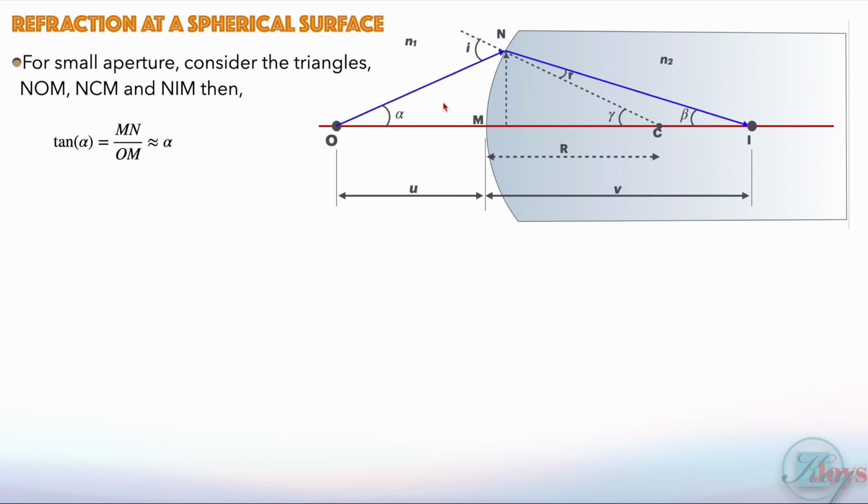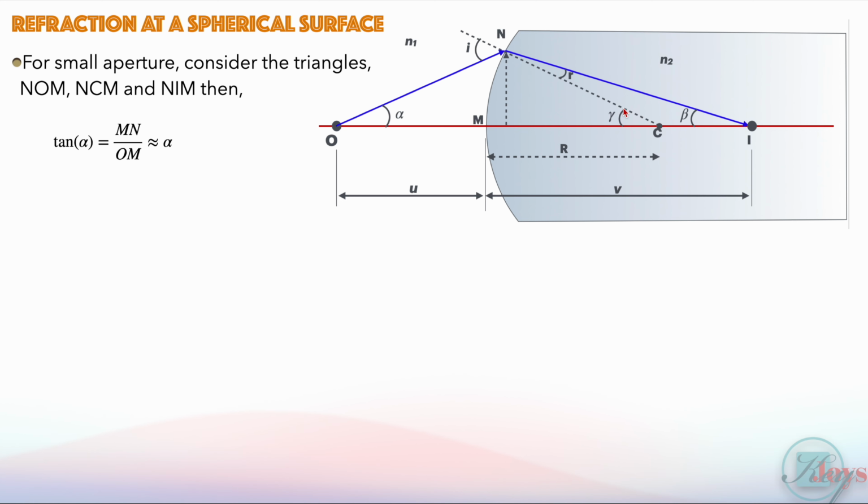So one by one I will take, say, tan of alpha. Tan of alpha is equal to what? Generally tan is opposite by adjacent. Therefore tan of alpha is equal to MN by OM, which is also equal to alpha itself, because I already told you alpha is very, very small. Therefore tan of the angle is equal to the angle itself. So tan theta is approximately equal to theta for small values of theta. Therefore tan alpha is equal to alpha itself.